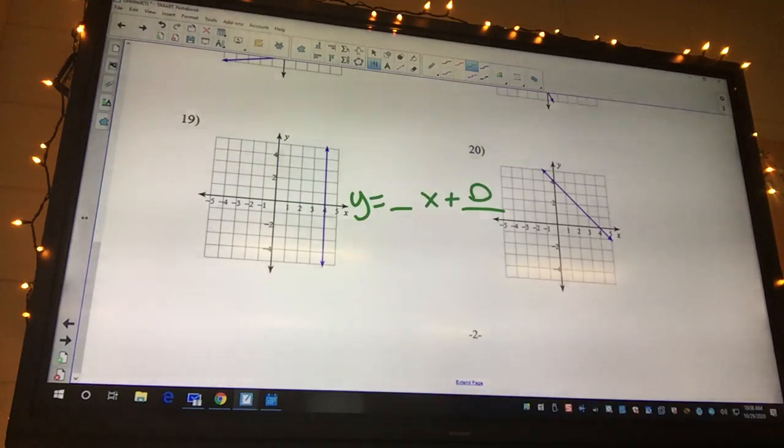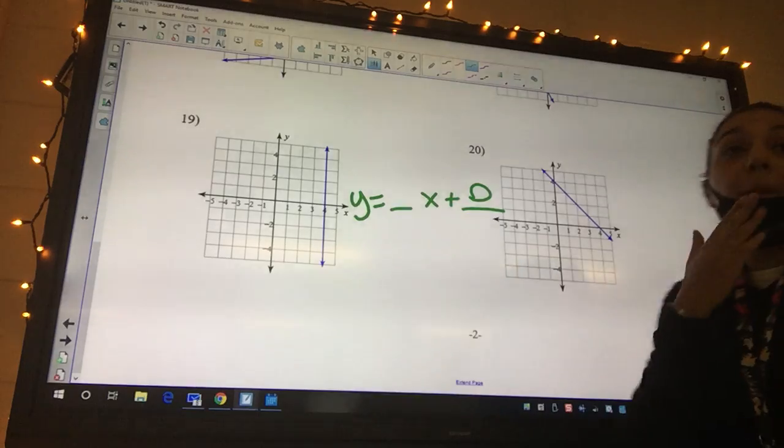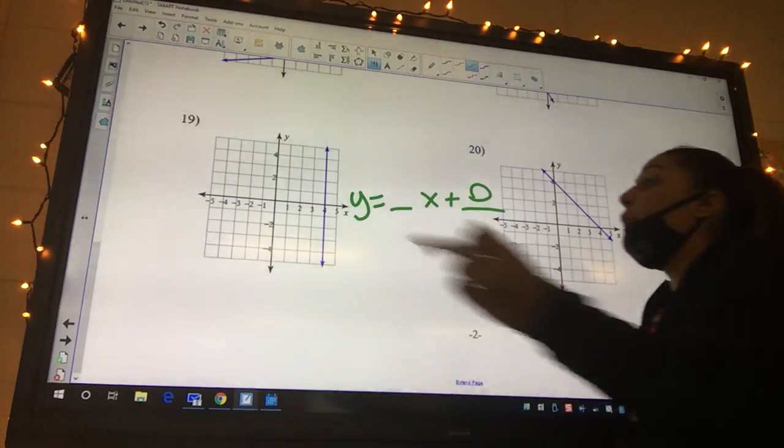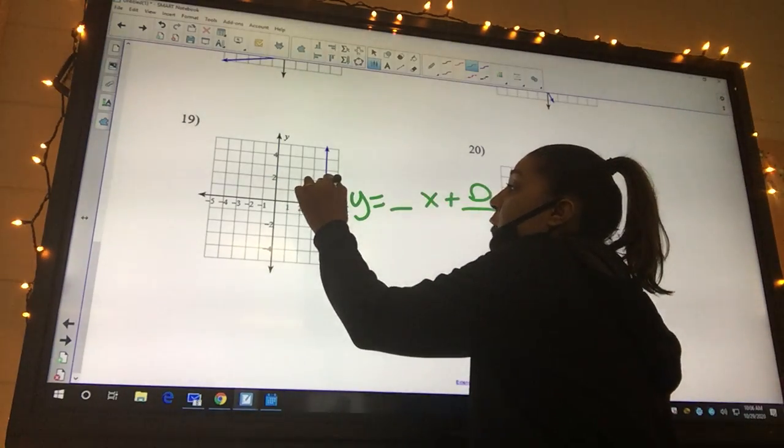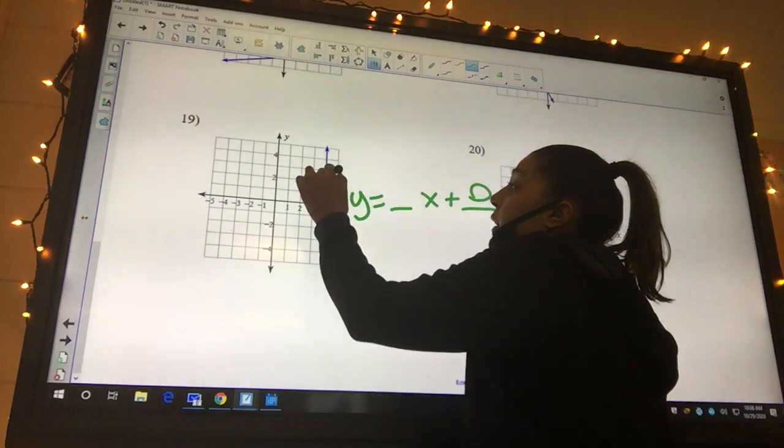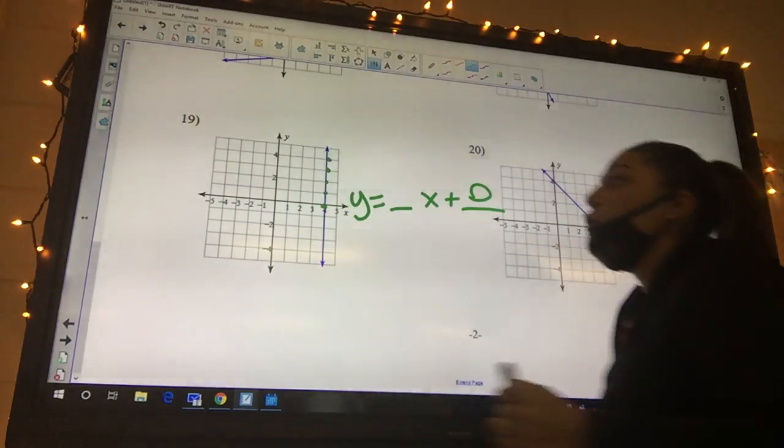I like your verbiage, for sure, but no. When we think of slope, how much are we rising, how much are we running? We're rising, but how much are we rising? If we picked 2 points on the equal crosshairs, we can pick this point, and this point, and this point. How much would you rise?